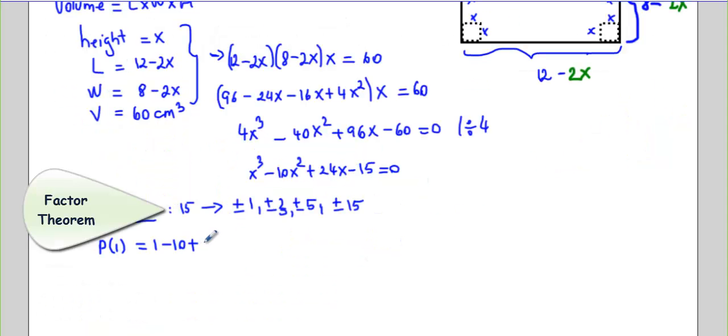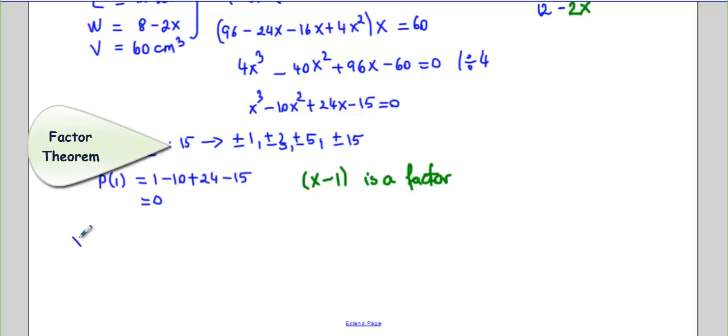The polynomial at 1 equals 1 minus 10 plus 24 minus 15. Well, what do you notice? The polynomial at 1 equals 0. That means that x minus 1 is a factor of the above polynomial. And once we have a factor, what did we learn in our classes to do? Right away is to perform the long division between your cubic polynomial and the factor you found above. So we're going to divide x cubed minus 10x squared plus 24x minus 15 by x minus 1.